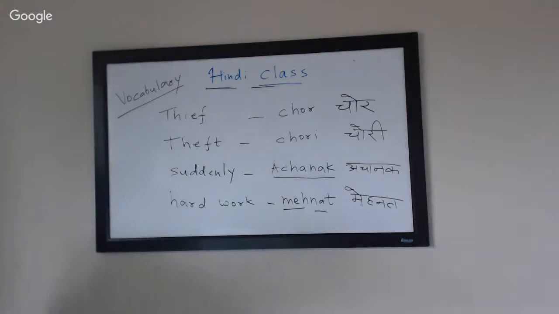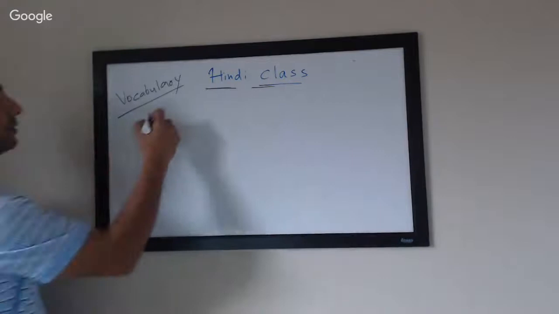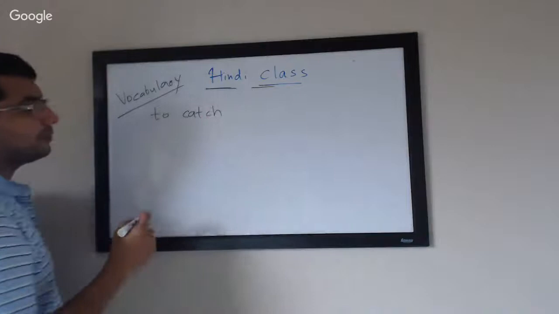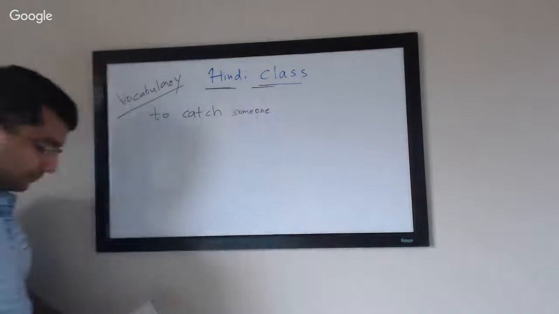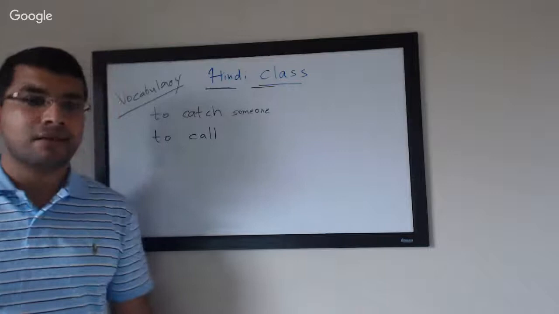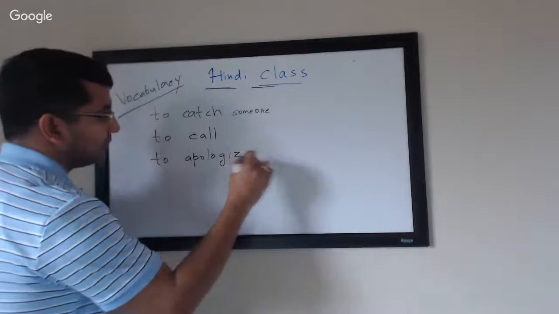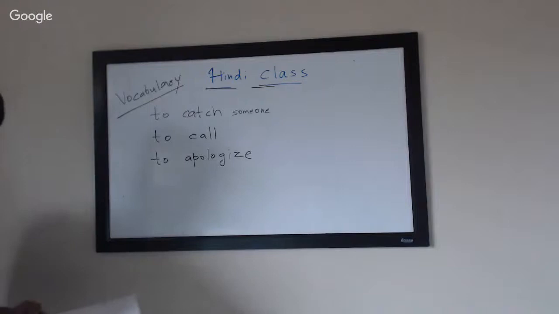Now in the second section, there will be several verbs. Some of the verbs you have done in the past, some we have not. To catch someone. Another verb is to call. For example, John is calling Sarah. Third one is to apologize. And the fourth one is to get success.